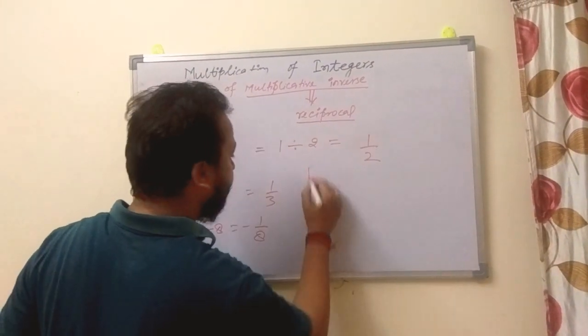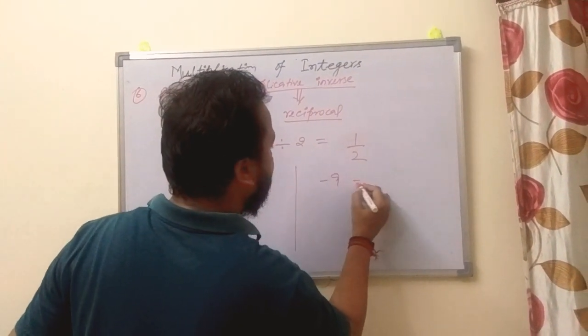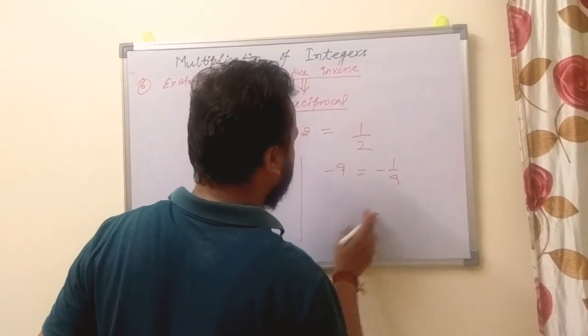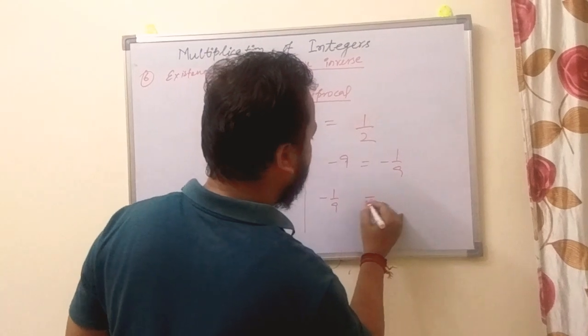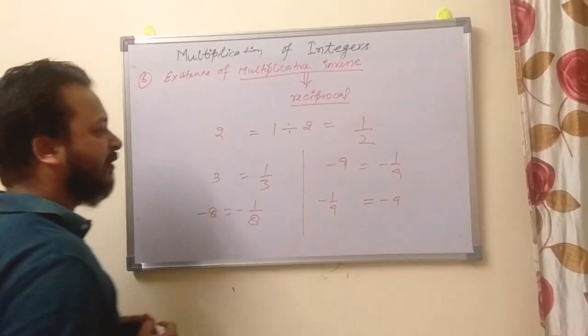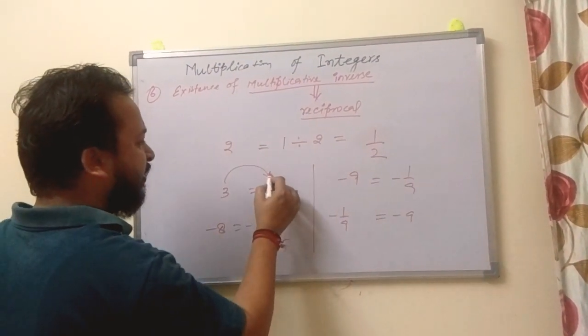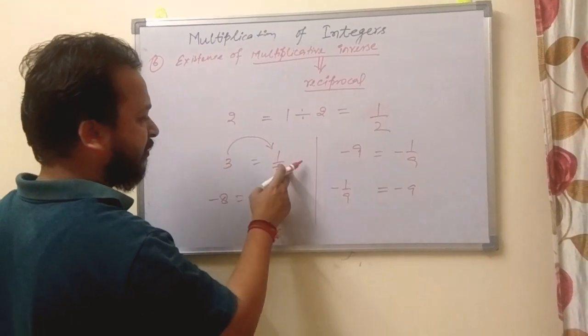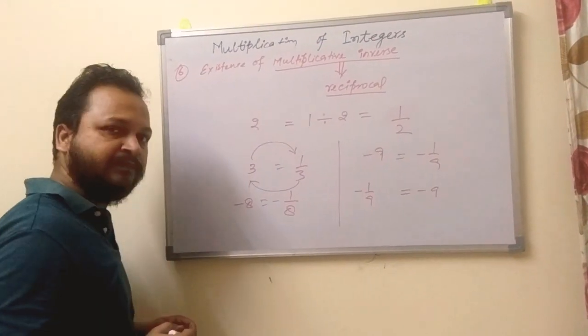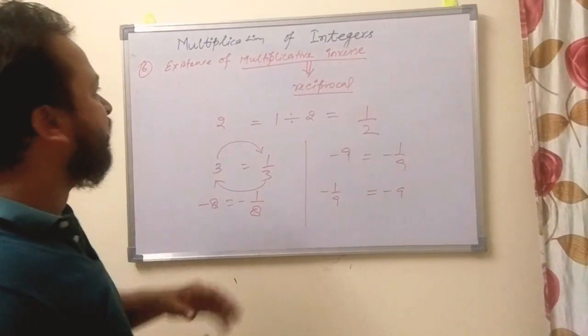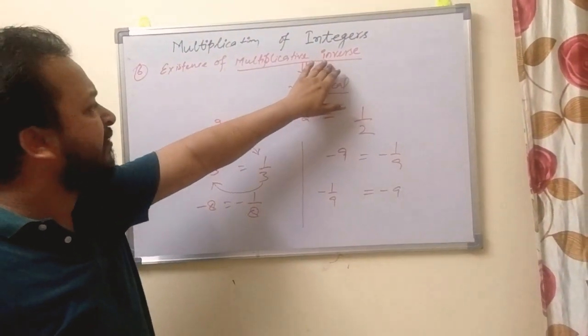The minus sign is also there. Reciprocal of 9 is 1 by 9. Suppose this is written as -1 by 9. So reciprocal of -1 by 9 is -9. Right? Reciprocal of 3 is 1 by 3. So reciprocal of 1 by 3 is 3. Right? So this is multiplicative inverse.